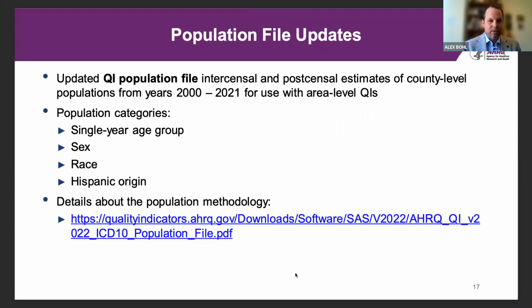For the area level indicators, we also updated the population file. A reminder that the hospital level indicators use the eligible or qualifying discharges as the denominator population. So it's of those people that are discharged from a hospital. For area level indicators, it's population-based, focused on the number of individuals in a community or an area. We update this every year and embed it into the software based on intercensal and postcensal estimates, and this year we've updated it to go through 2021. If you'd like to read more, you can visit the site located at the bottom. Next slide, please.